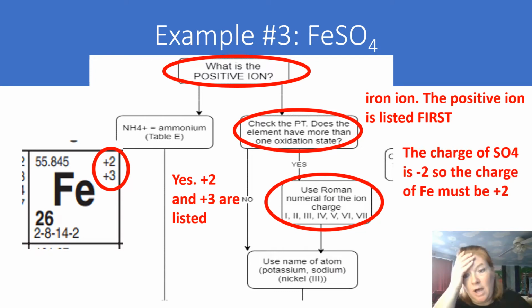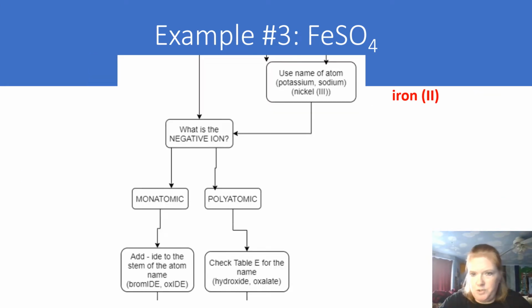Okay, so how am I going to figure out the charge? Well, it's either +2 or +3. I can't guess. So how am I going to figure it out? Well, this formula has one of these and then this. The charge of SO4 from table E is -2. So if the SO4 is -2, then the Fe has to be +2 to balance it out. So we have to call it iron with a Roman numeral 2 in parentheses. So my positive ion is iron 2.